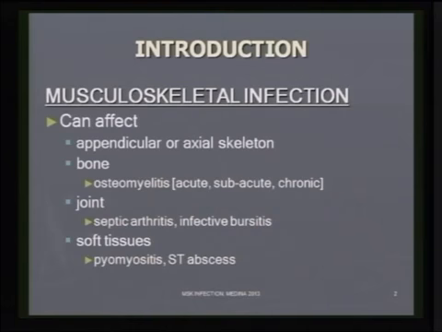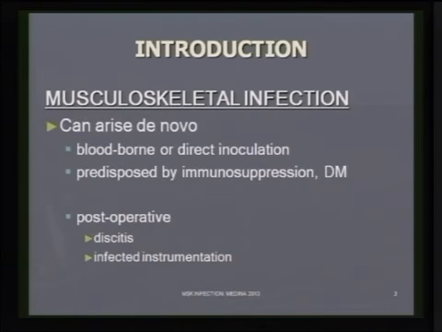Now, musculoskeletal infection, just as a short introduction, we know it can involve many aspects of the skeleton, appendicular, axial skeleton. Within bone, it is termed osteomyelitis, which can be acute, subacute, or chronic. Within joint, it can be septic arthritis or manifest as an infective bursitis. Within soft tissues, we can have primary muscle infection, pyomyositis, or maybe soft tissue abscess.